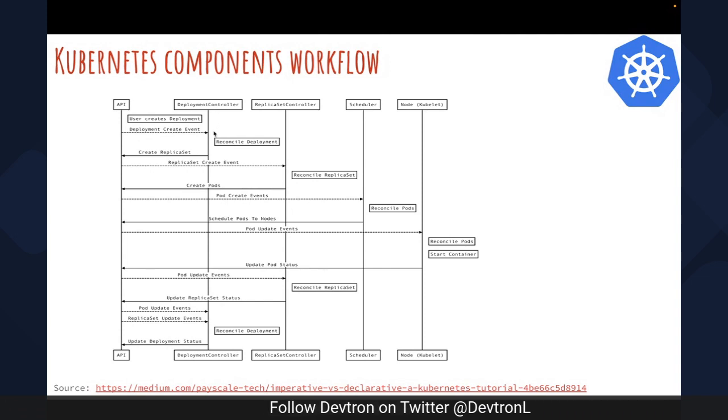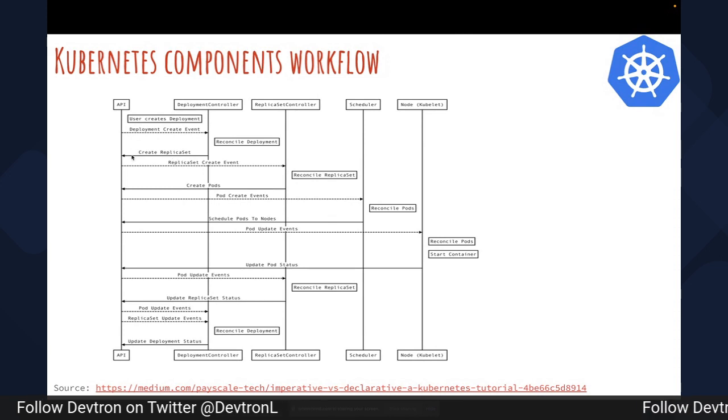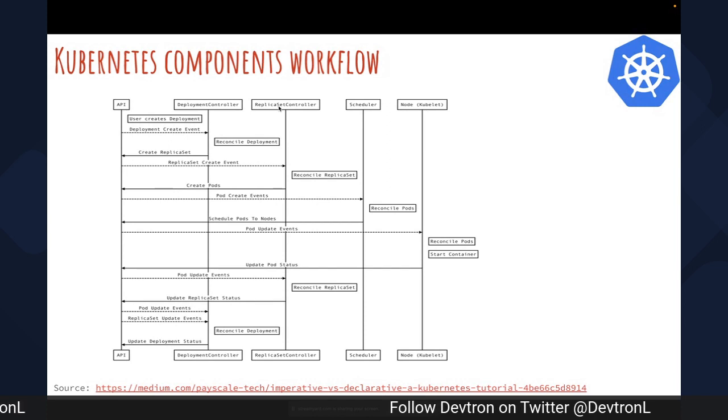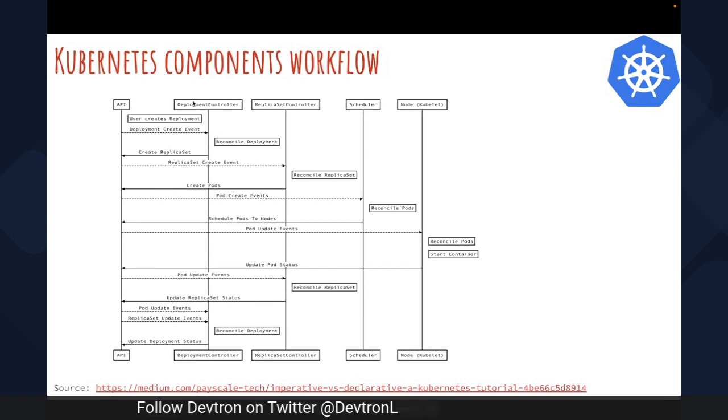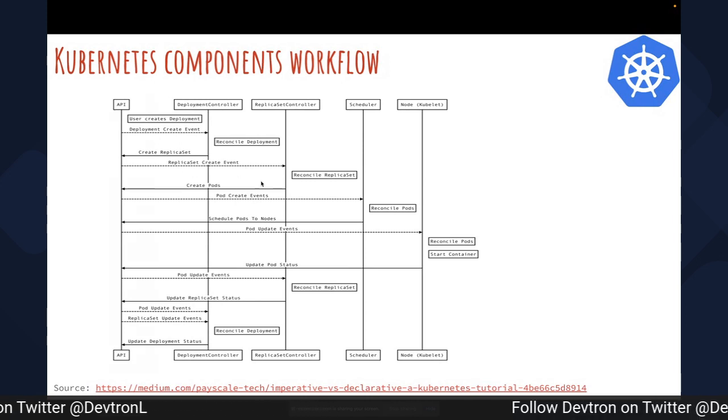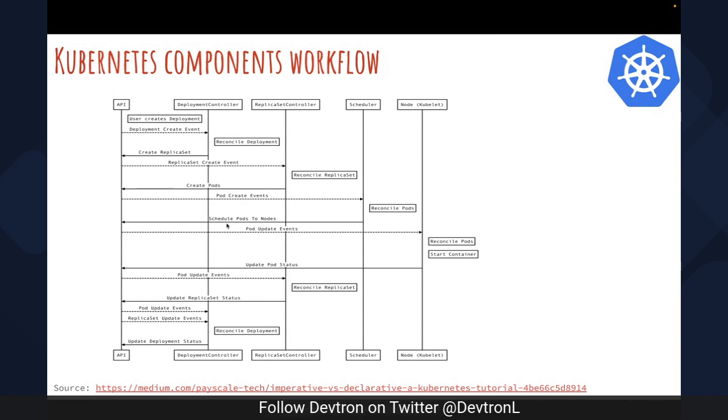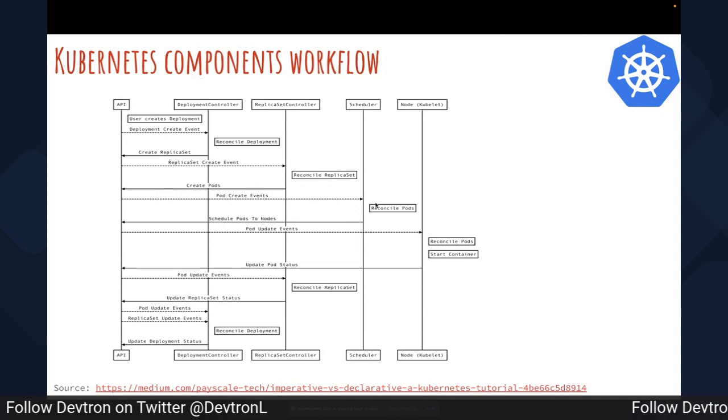The deployment controller will create the event and update that we have created the replica set, and from there the next workflow goes to the replica set controller, because under a deployment there will be a replica set. And once the replica set event is created, it will ask the scheduler to create the pods. These are events, sent as communication through the APIs.